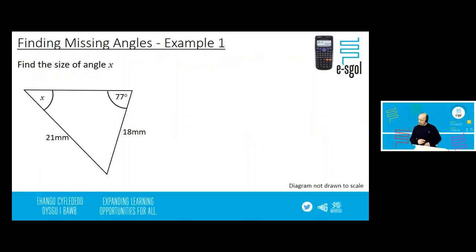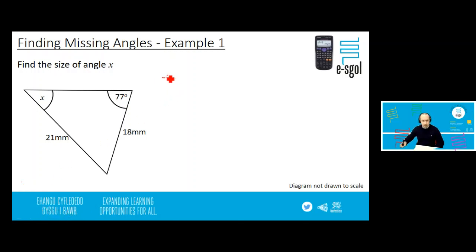Okay, so it says here find angle x. There are no A, B's and C's in this question, so we've just got to use our knowledge of the formula and how the formula works to help us out. So we're finding angle x there. It's been marked with an X, but it doesn't have to be. Sometimes we mark angles with different symbols. But let's have a look.